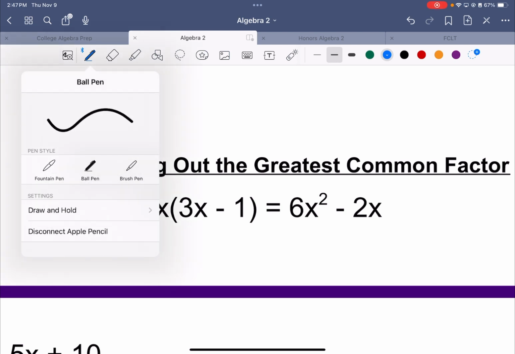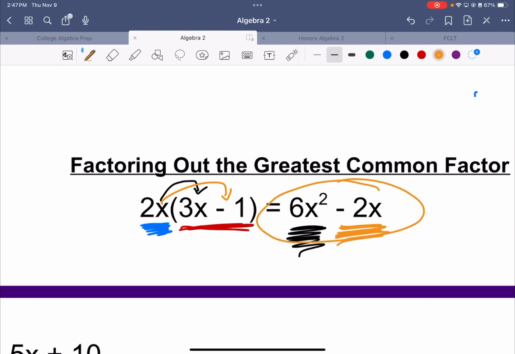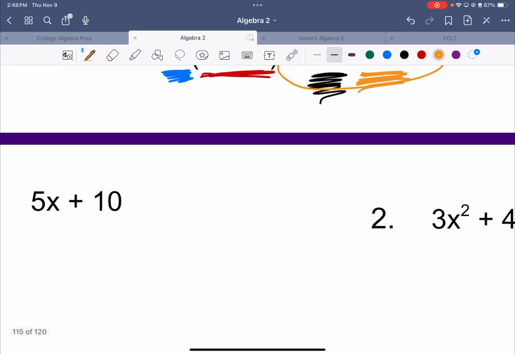Earlier in the year, we worked on taking the monomial 2x and multiplying it by the binomial 3x minus 1. We did that by using the distributive property, taking 2x times 3x and getting 6x squared, and then taking 2x times negative 1 and getting negative 2x. So we came up with this simplified version of it. When we're factoring, we're going to do the exact opposite. We're going to change it from a binomial, in this case, to a monomial and a binomial.